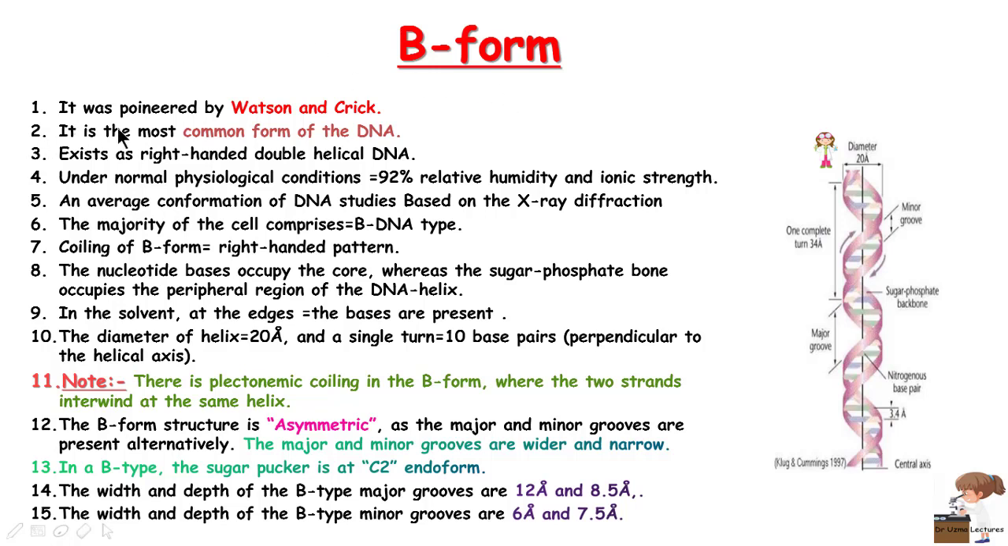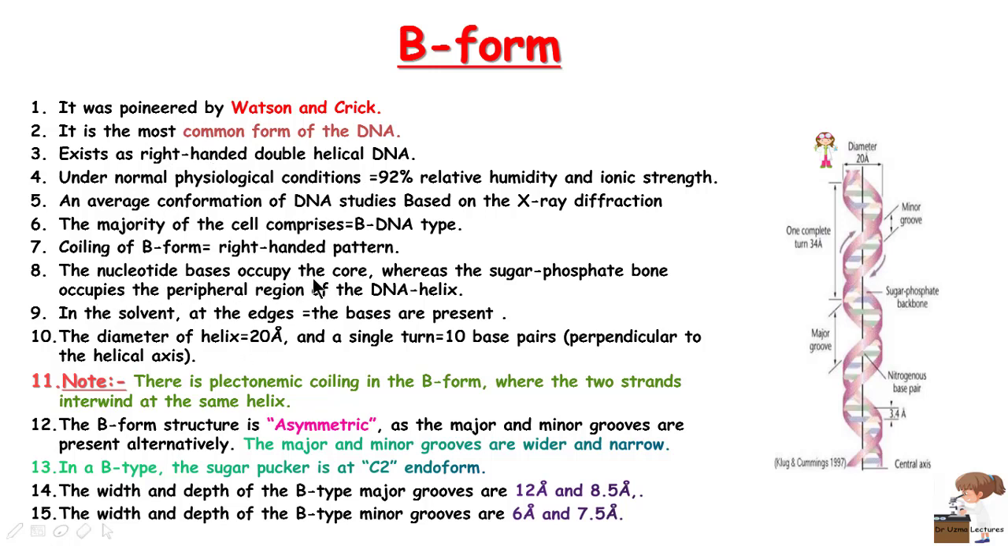It was pioneered by Watson and Crick, and is the most common form of the DNA, and it is also a right-handed double helical structure, under normal physiological conditions of 92% relative humidity and ionic strength. And when we do the X-ray diffraction, we can understand the average conformation of the DNA. The majority of the DNA comprises the B-DNA form, and its coiling is a right-handed pattern because it has a right-handed double helical structure.